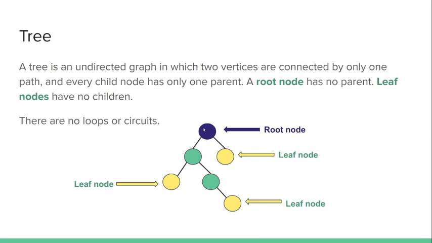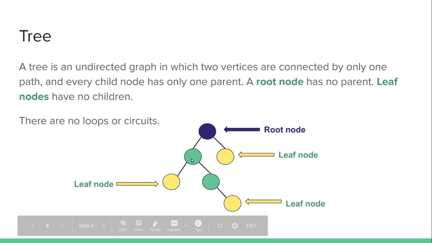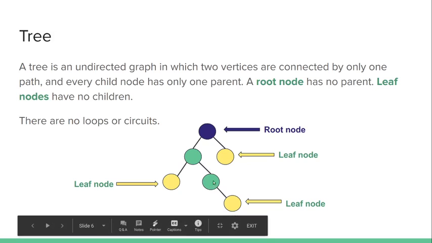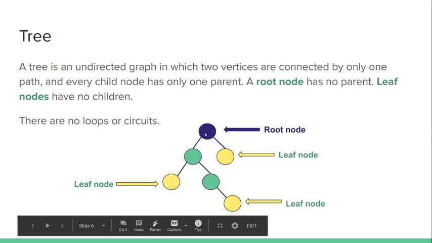The root node is the node that has no parents, and a leaf node is a node that has no children. So this is one type of graph, and note that there is only one way to get from the root node to any other node in this graph. So there are no cycles, there are no loops, there's only one way to get from one node to another node. So for example, to get from this node up to the root node, the only way to do that is to go to this node's parent and then to that node's parent. So we can only traverse this single connection between each node.